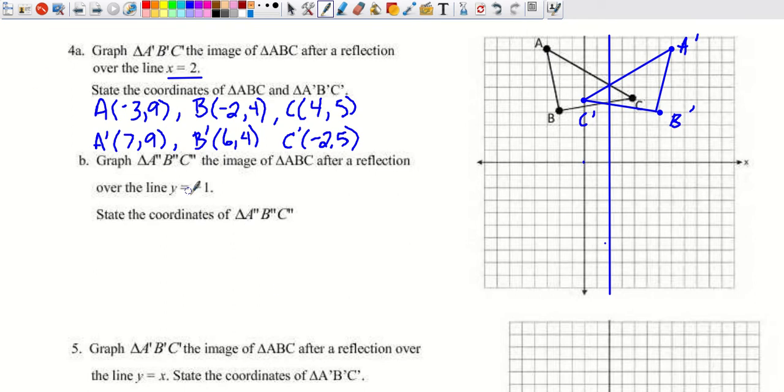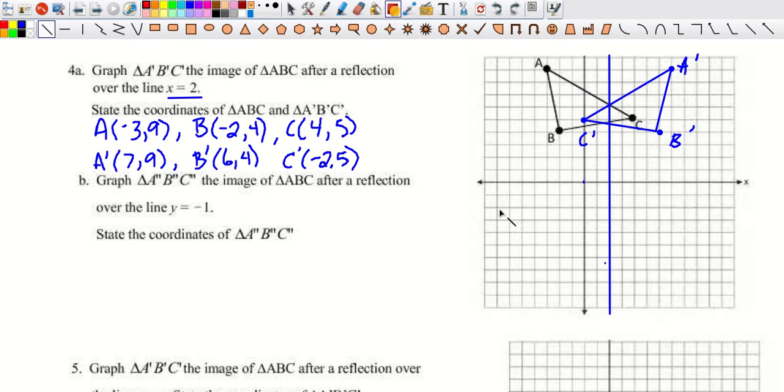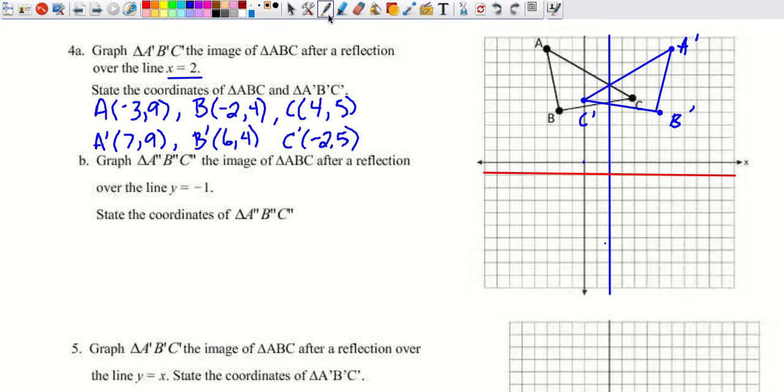So now what happens if we reflect over the line y equals -1? We'll do this one in red. Remember, y equals crosses through the y-axis. So this is the line y equals -1. Remember, this was x equals 2, and this is y equals -1.